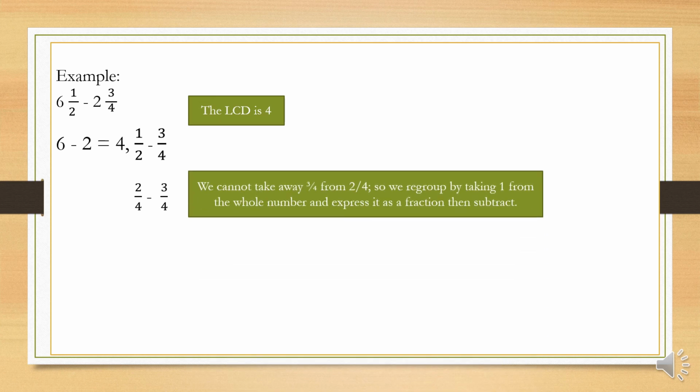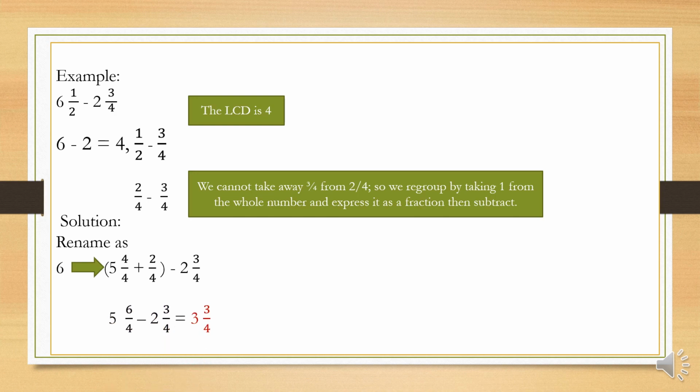We cannot take away 3/4 from 2/4. So we regroup by taking 1 from the whole number and express it as a fraction, then subtract. Here is the solution. Rename as 6, we will take away 1 from 6, it becomes 5. And 1, we will make it into a fraction, it becomes 4 over 4. So you look at inside the parentheses. Plus 2/4. Minus 2 and 3/4.